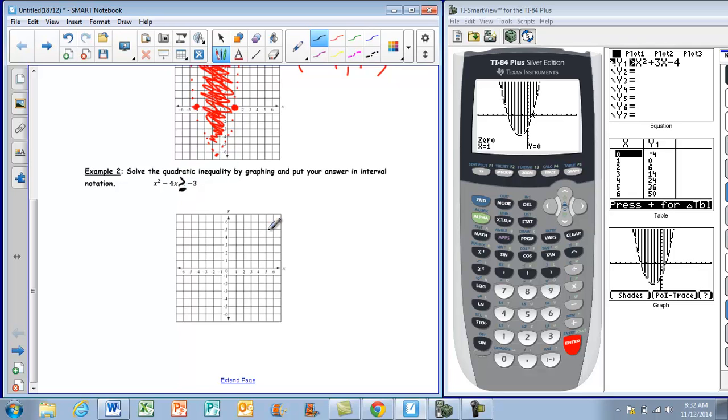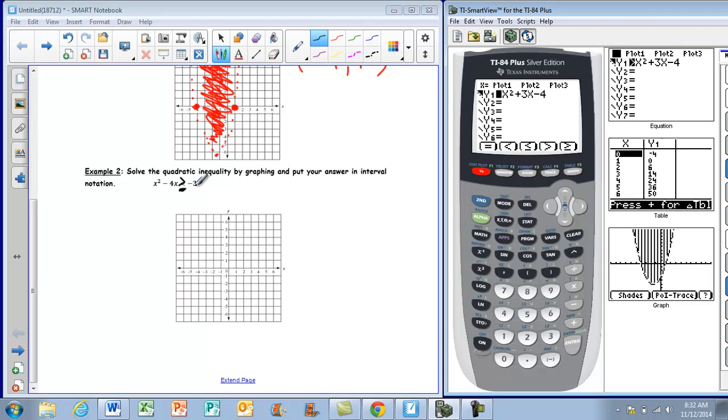So remember, when we are filling this in to our calculator, we need to be back in that y equals. So the first thing I need to do is add 3 to both sides. So now I have x squared minus 4x plus 3 is greater than or equal to 0. Again, change this to the greater than or equal to. That was a mistake on my copying.